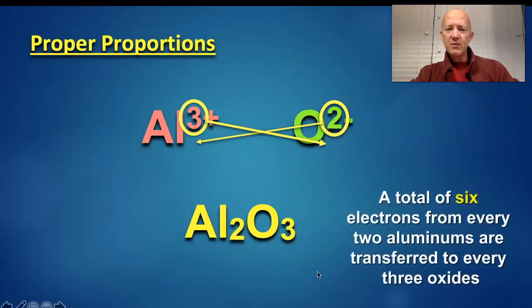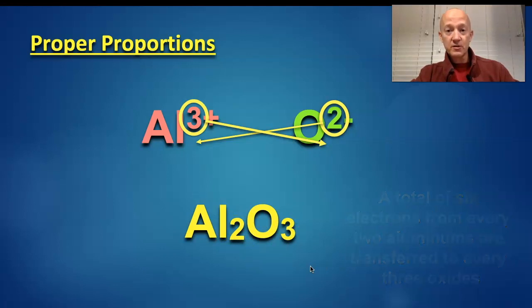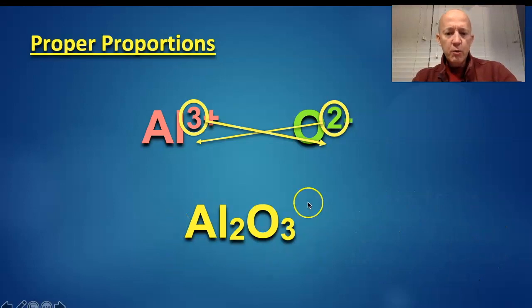And by the way, if you want to know how many total electrons were transferred in this transaction, all you have to do is look at the compound, multiply the subscripts together, and that will give you your total transferred electrons.